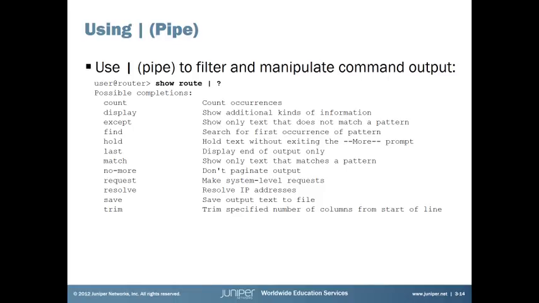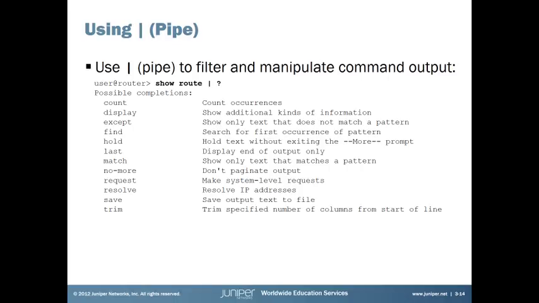Show route match, you'd actually go match that route, and then you put the address in. You can do a count, you can do lots of things, or show all routes except this one. So there's lots of different things you can do to filter the output that you're seeing. You can go show route trim, which says only show me a certain amount of output, like I know I see 10 columns at a time. I don't see 10 columns from the start of the line. This is kind of good as well.